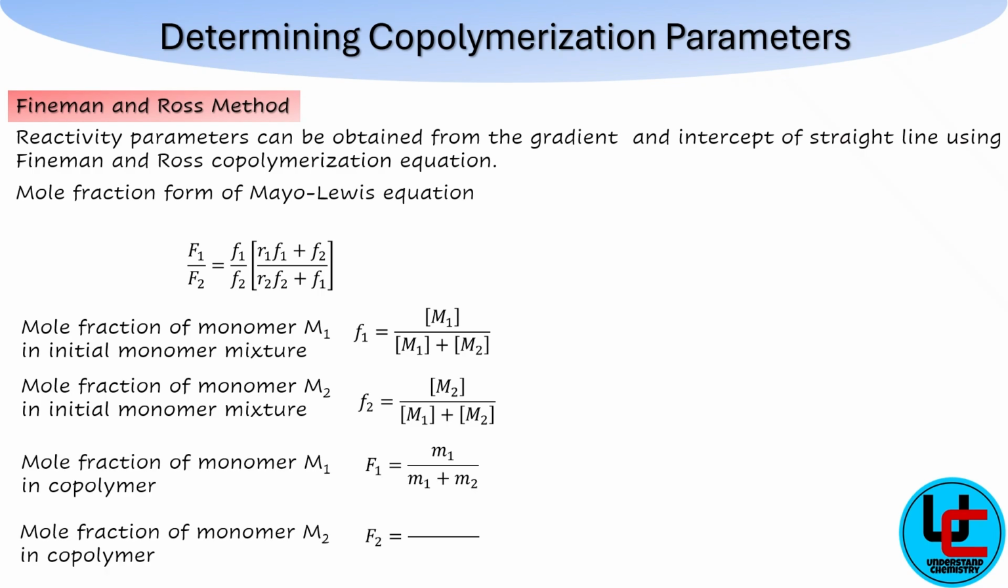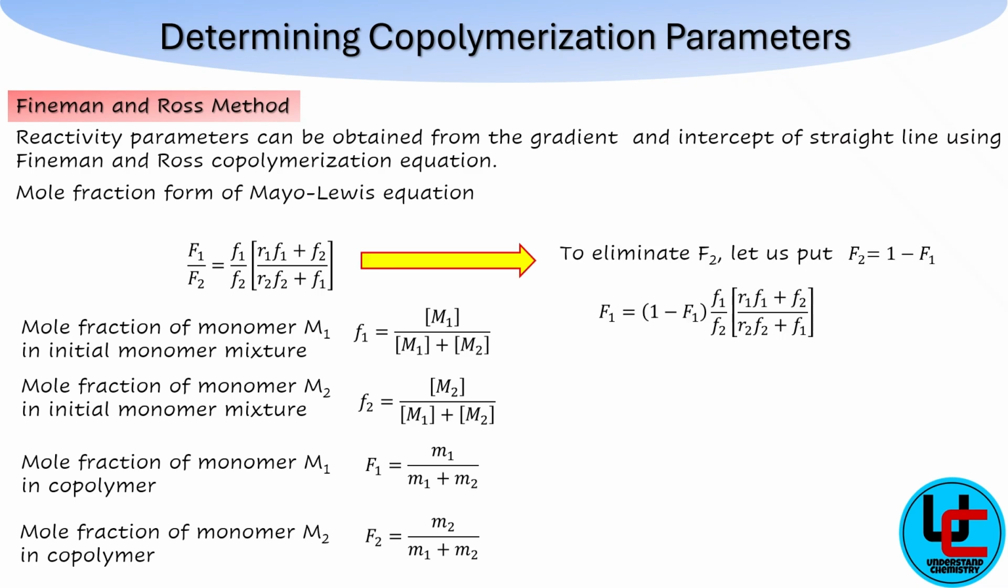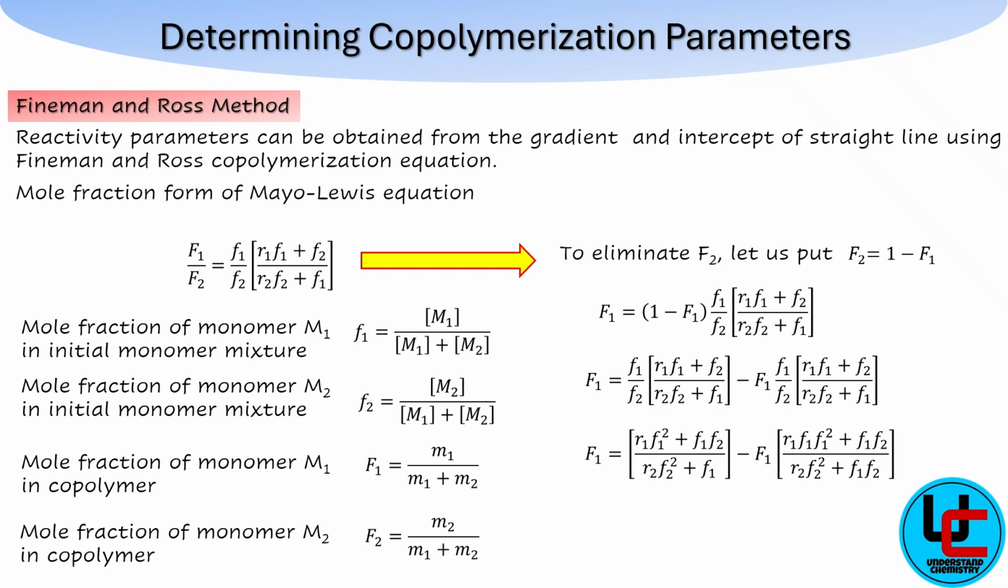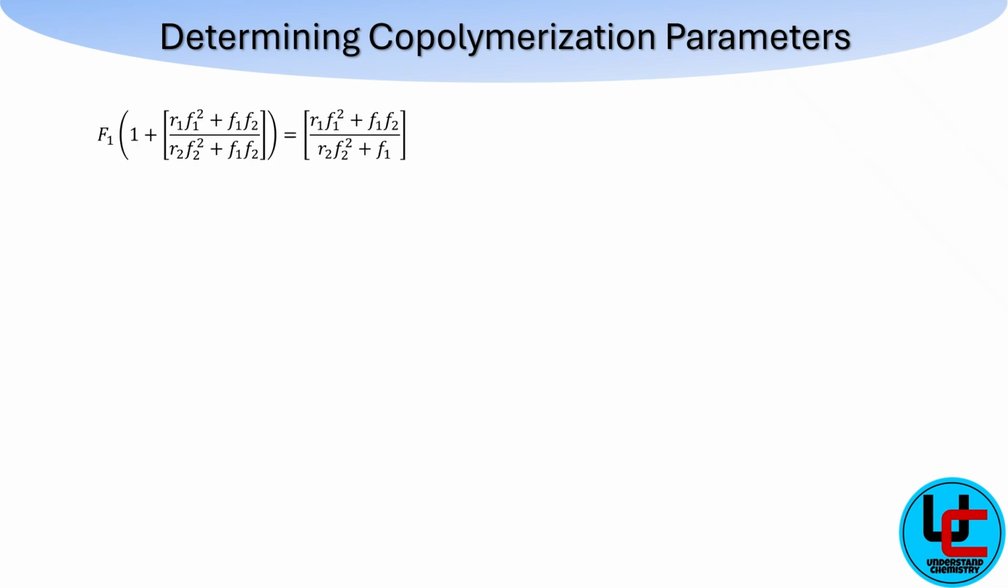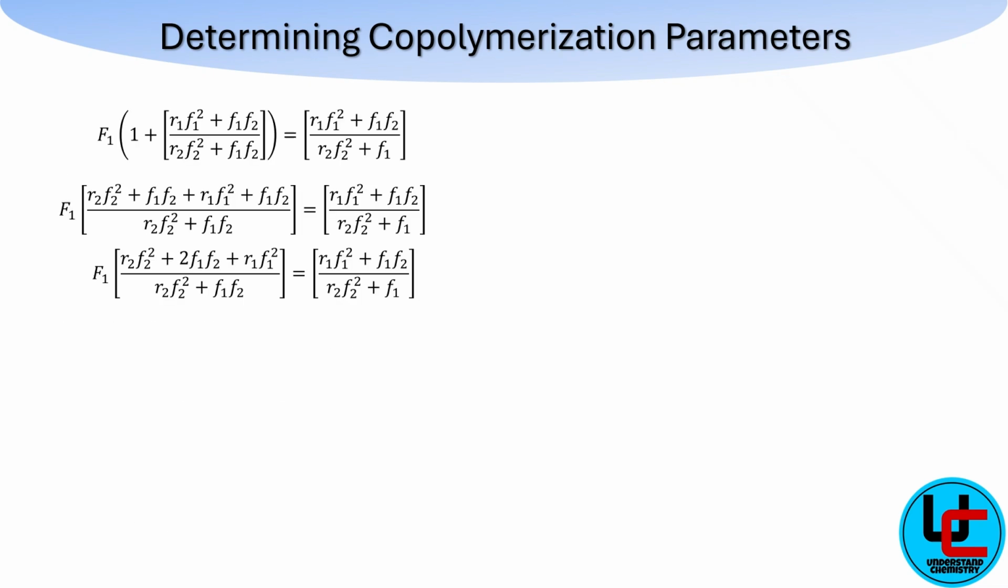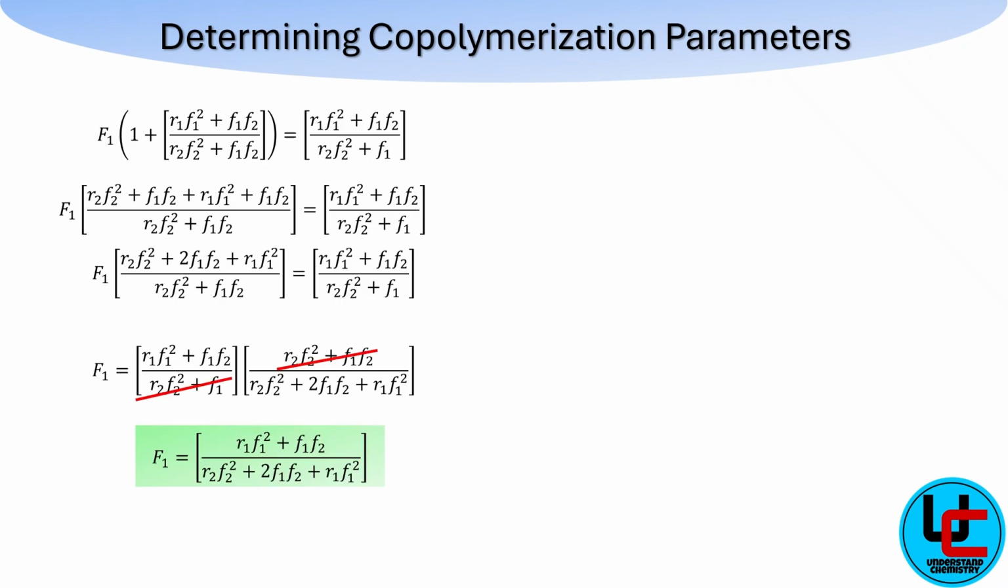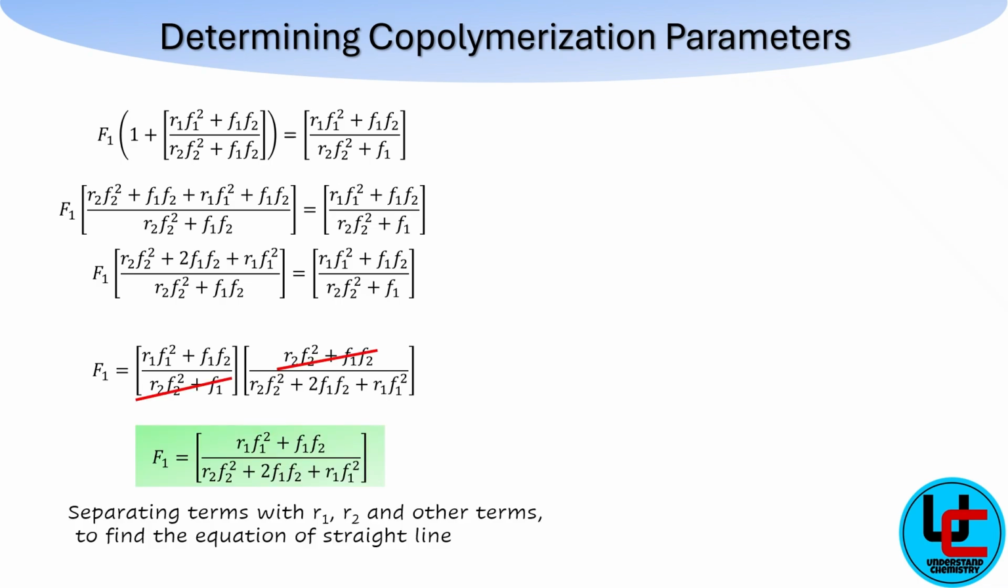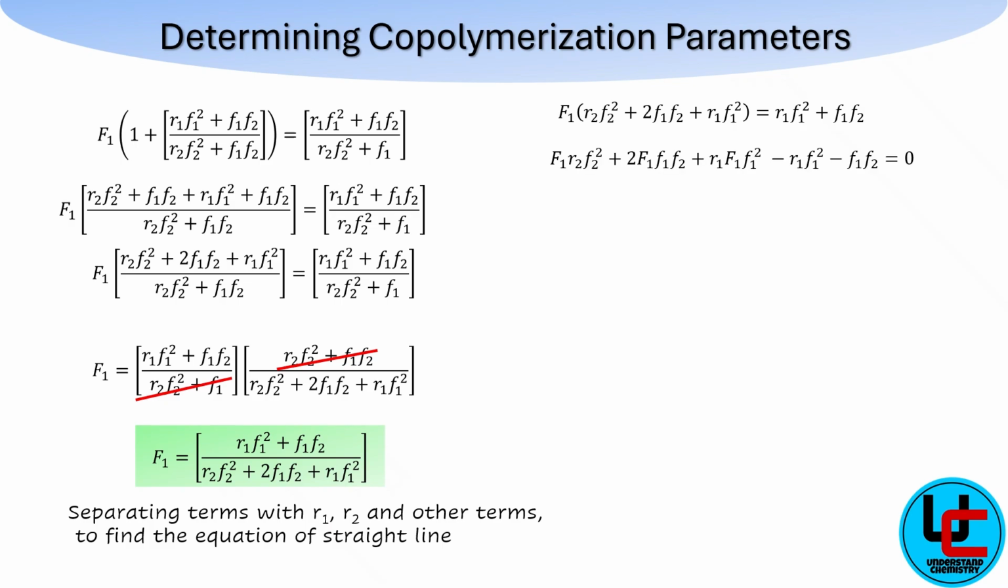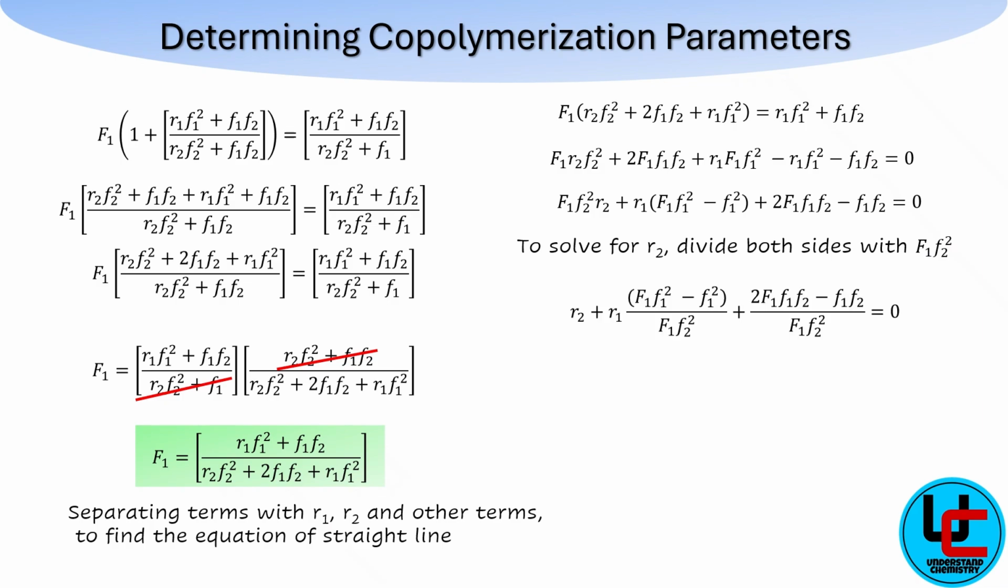To simplify the equation, we eliminate F2 by substituting F2 is equal to 1 minus F1. This leads to a series of simplification steps that isolate F1 as shown here. Now let us solve this equation by separating R1, R2 containing terms and all other terms in order to reach an equation of a straight line. After solving the equation for R2, we reach this equation.